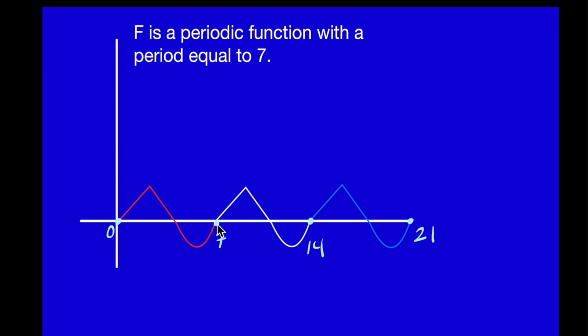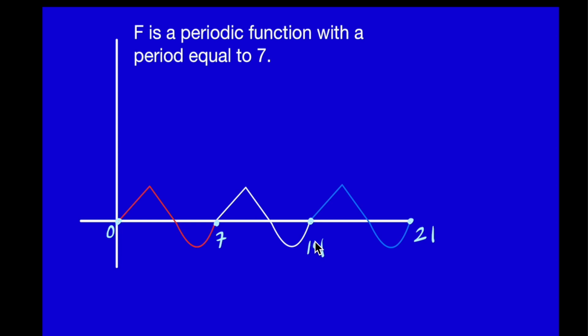Notice that f of 7, meaning the y value when x equals 7, equals 0, and f of 14, the y value when x equals 14, is also 0. That's because one period has transpired. So you're going to get the same y value one period down the road.